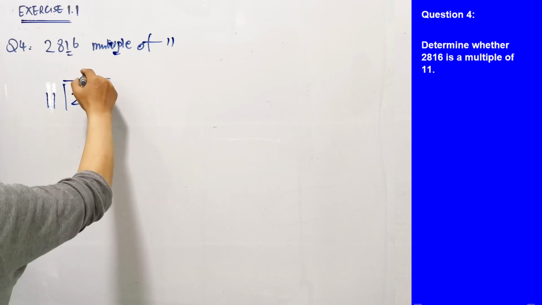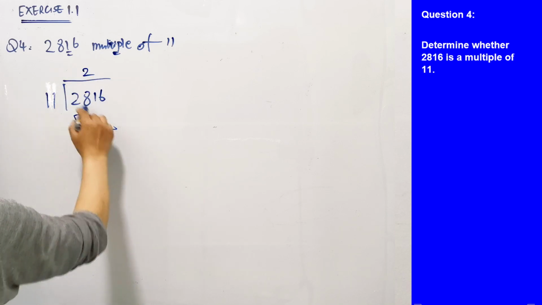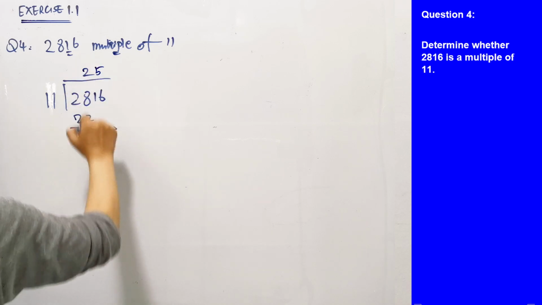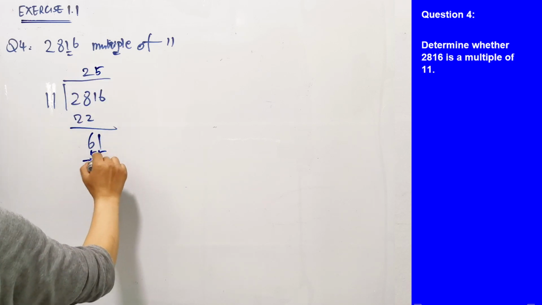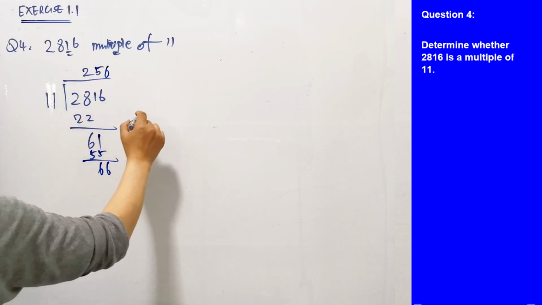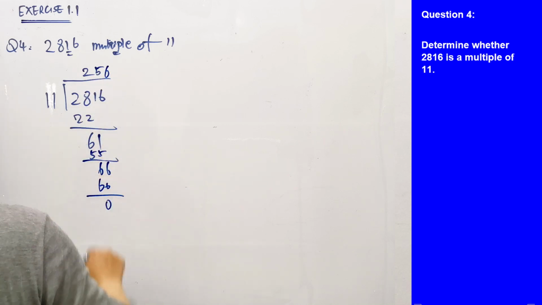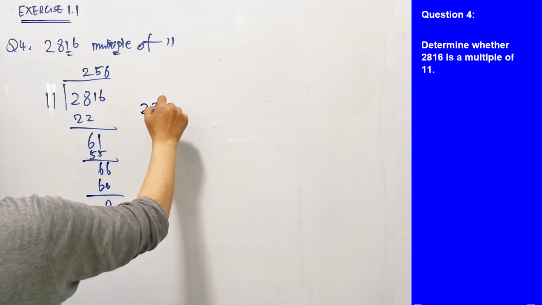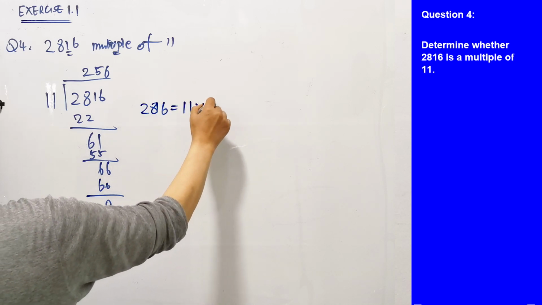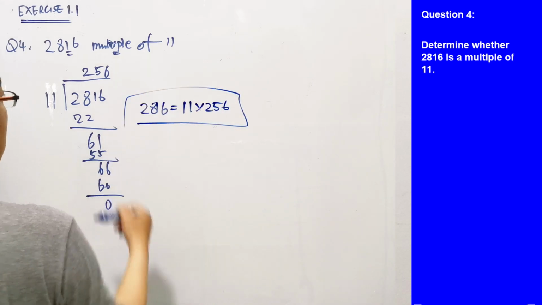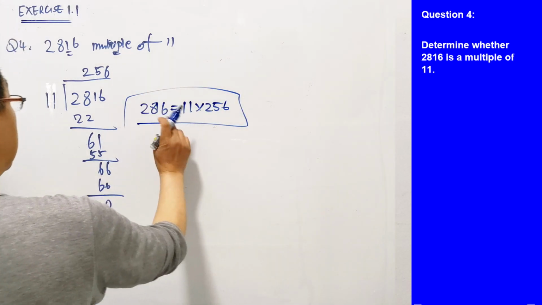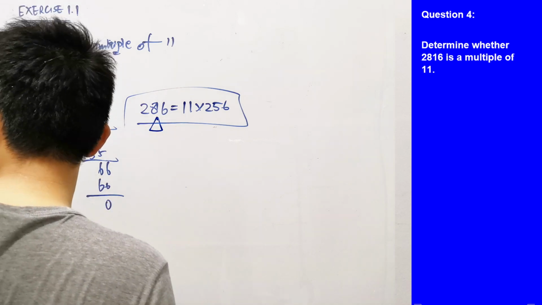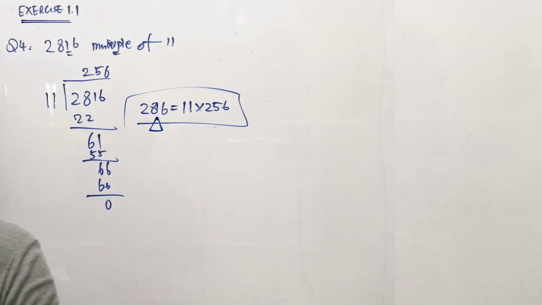So this one is how much? 2, right? 2 is 22, right? Here is how much? 6, right? 61, right? So in this case, we can put 5, 55. So how much do we get? 6. Okay, yes. So in this case, 2816 equals 11 times 256. So in this case, yes, 2816 is a multiple of 11.